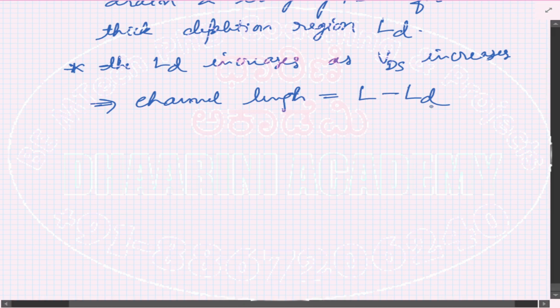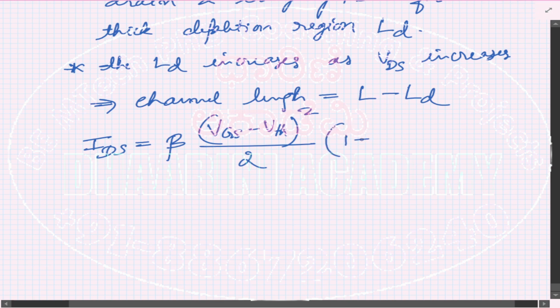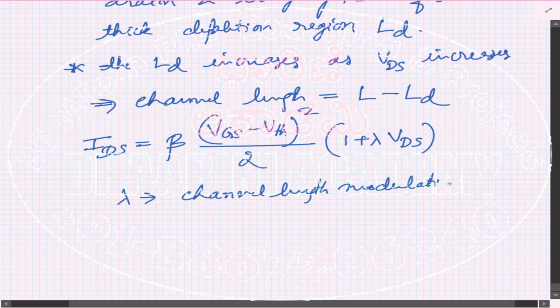Since this change in the length of the channel depends upon VDS, we directly write the equation as IDS equal to beta times (VGS minus V threshold) squared divided by 2, which is the original equation, into (1 plus lambda times VDS). Here lambda is called the channel length modulation factor. Using this factor you can decide how much IDS varies when there is channel length modulation, determined by a value called lambda.